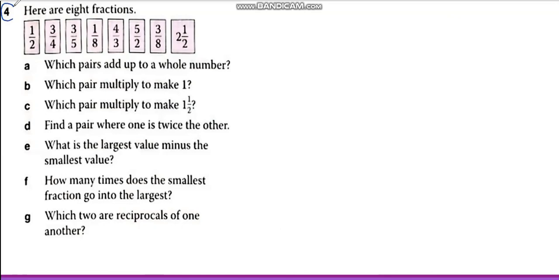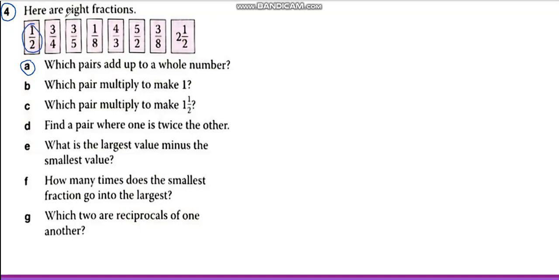In question number 4, it says, here are 8 fractions. And in its A part, it says which pairs add up to a whole number. So basically we have to observe carefully which fractions add up to a whole number. For example, we will add those fractions where the denominator is already the same and the sum of the numerators will be a multiple of the denominator.